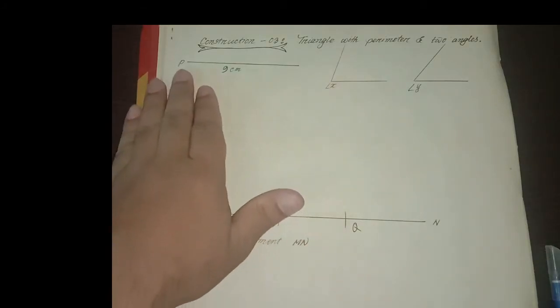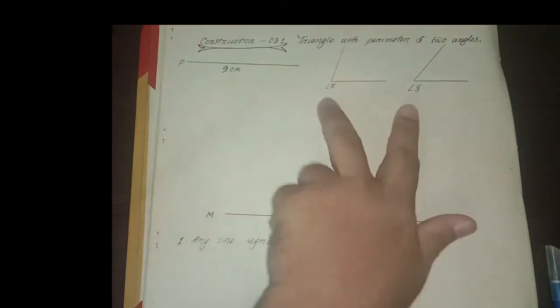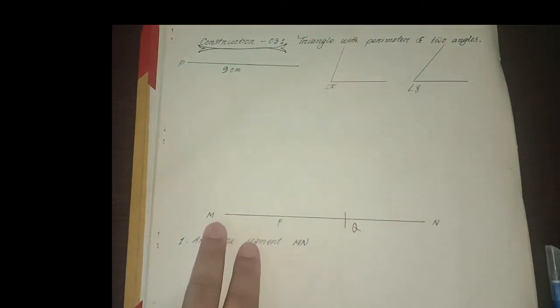Now look, among the three given data we have already used P, the perimeter. Now we have two more data to use. One is the angle X and another is the angle Y. So all that we can do, we can construct two angles X and Y at two ends, M and Q. Okay, so let us move forward to that.